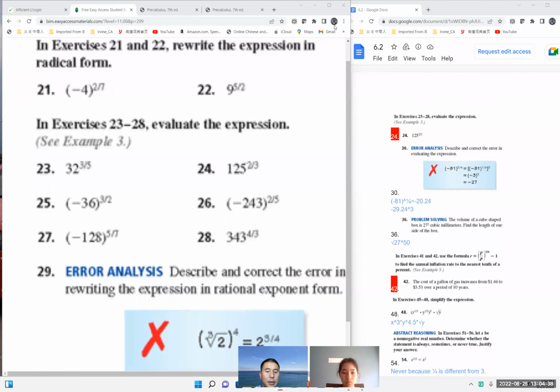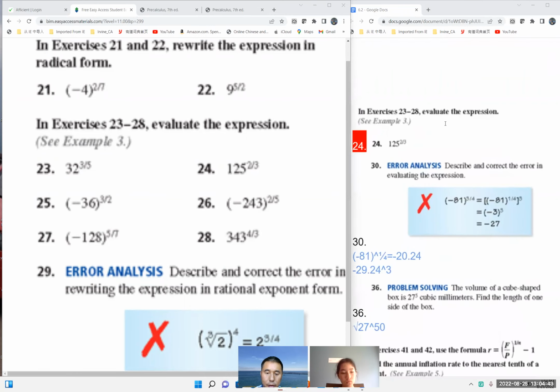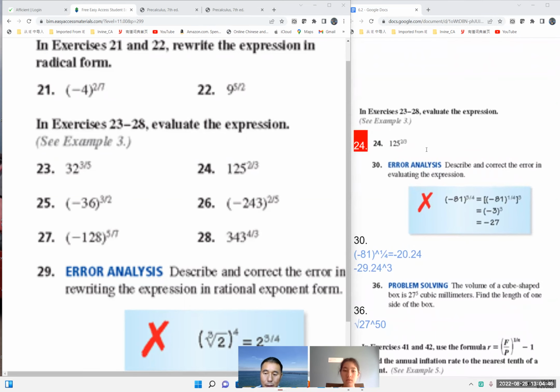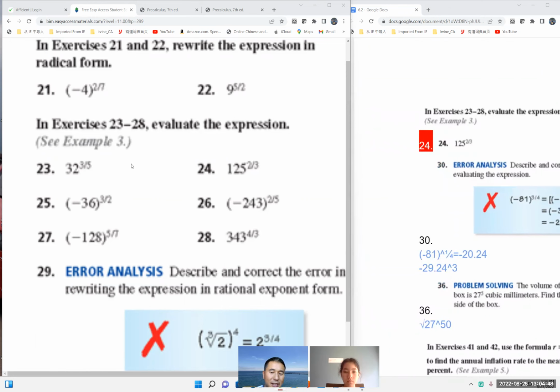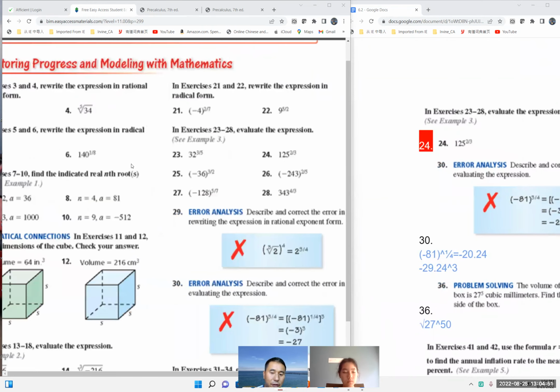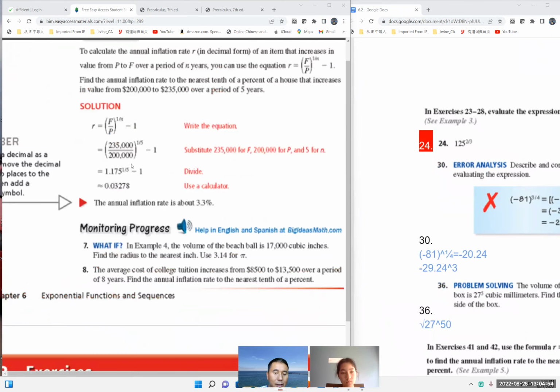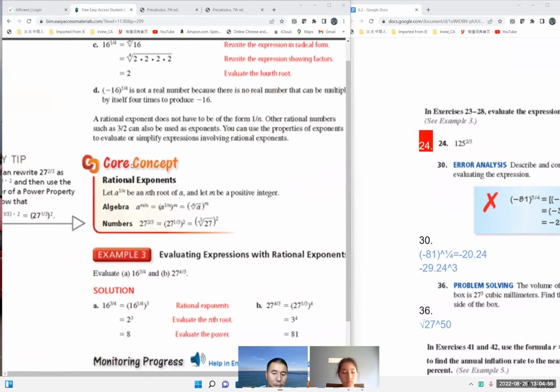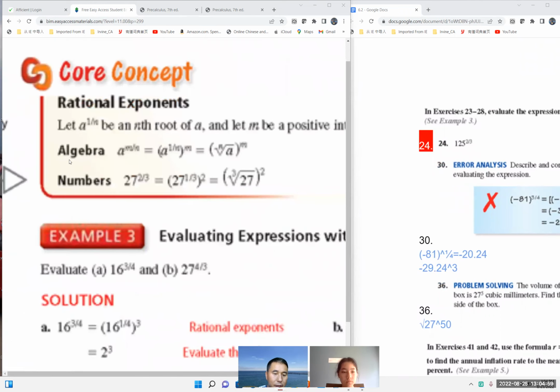Okay, let's start here. Problem 24. Oh, you didn't do it, right? Yes. Okay, suppose it's not so hard. If you feel difficult, go back to check the core concept, right? You see, here is the core concept. A to the exponent m over n is equal to the nth root of a, then to the m's power, right?